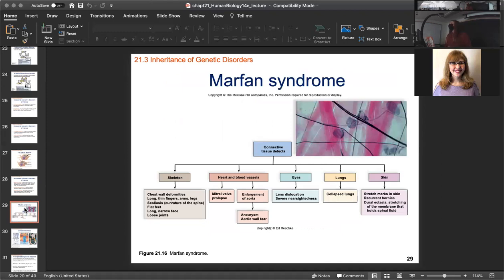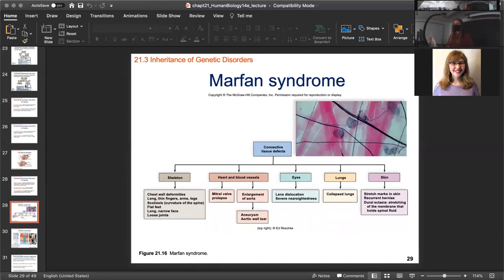Okay, here's a little bit more about Marfan syndrome. It attacks your skeleton, your heart, and your blood vessels, your eyes, your lungs, your skin. It does a lot of different things to your body. Okay, so the skeleton, right? Because the elastic connective tissue and the proteins aren't working as well, your chest wall starts to deform. So think of an inverted chest wall. You have thin, long fingers and arms. You may have scoliosis or a curvature in your spine. Flat feet, long, narrow face, and loose joints.